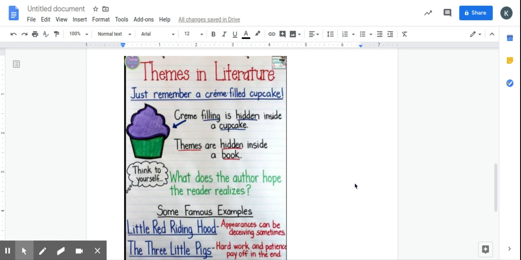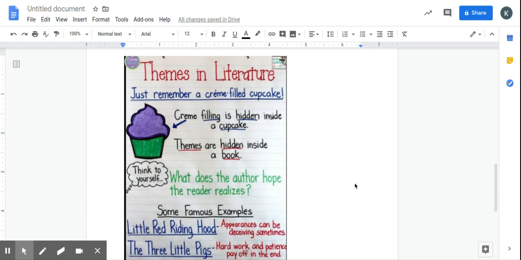All right, the author isn't just going to come out and say the theme of this story is. As readers, we have to be detectives to find the theme. And you can think to yourself, what does this author hope the reader realizes? Or how I like to say it is, what life lesson did we learn as readers? Okay, we have to dig deep into the stories to figure out the life lesson the author wants to teach us. Some examples are overcoming challenges, always being kind to others, working together.